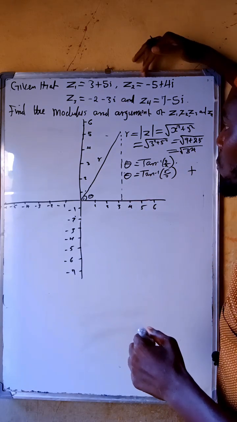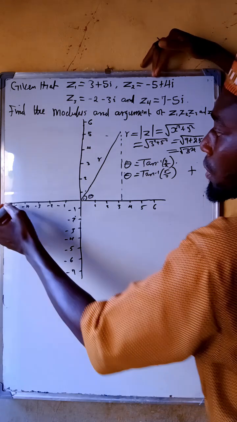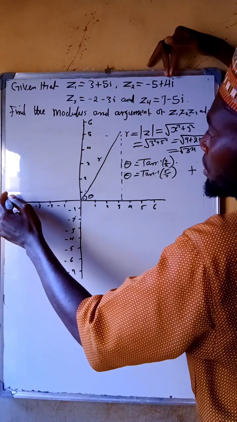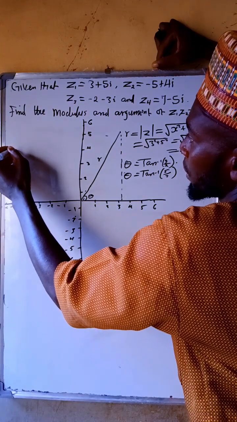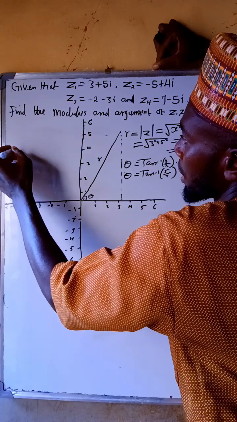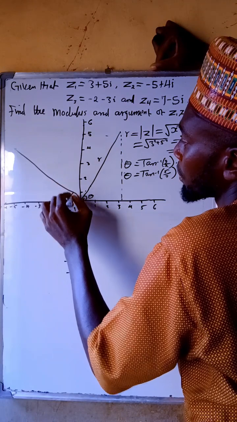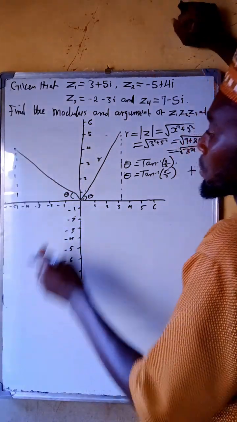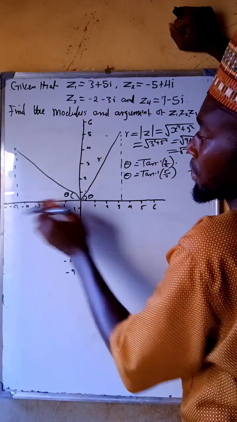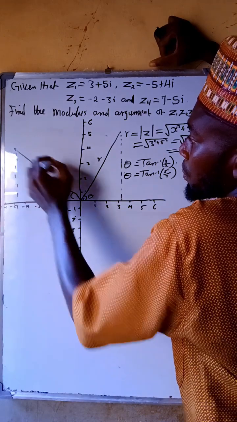And our z2 is negative 5 plus 4i. Here is our negative 5 for the real part, and the imaginary part is positive 4, which is somewhere here. Let's assume it is here, since we are not using graph paper. We have our angle theta here. The distance from here to here is 5, from here to here is 4, and we are looking for our r.